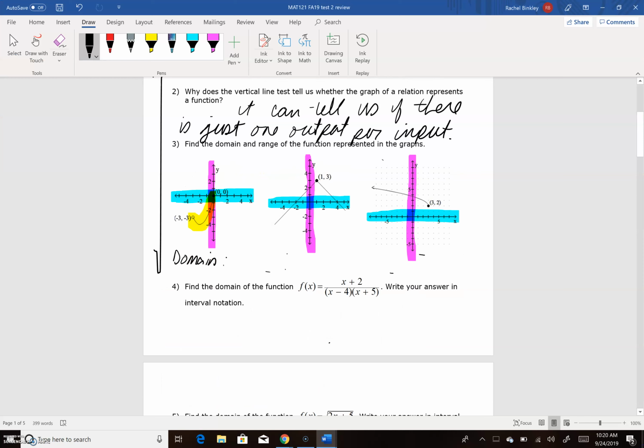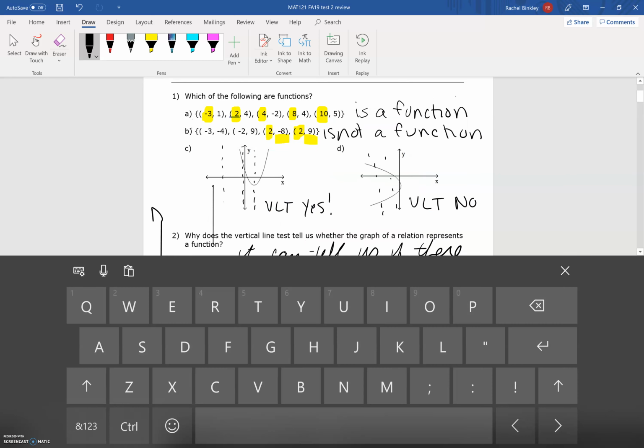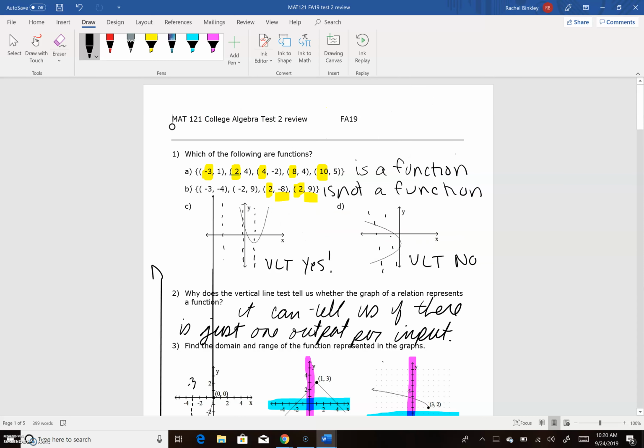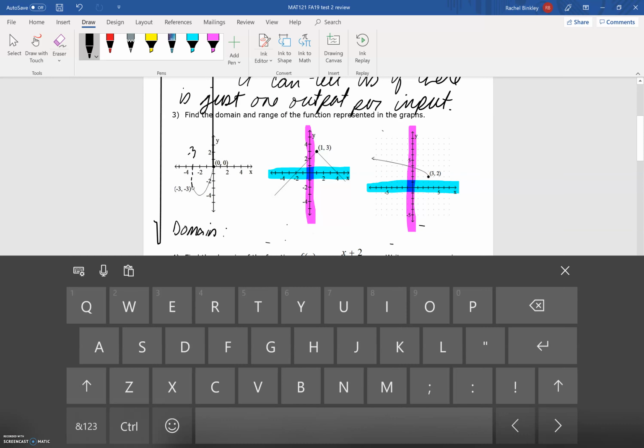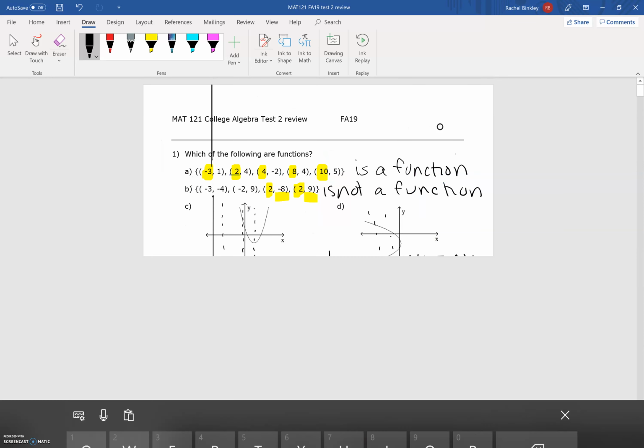Okay, so the smallest x value seems to be -3. And the largest x value, I'm going to have to erase my colors here because we needed to see this point. The largest x value is 0.